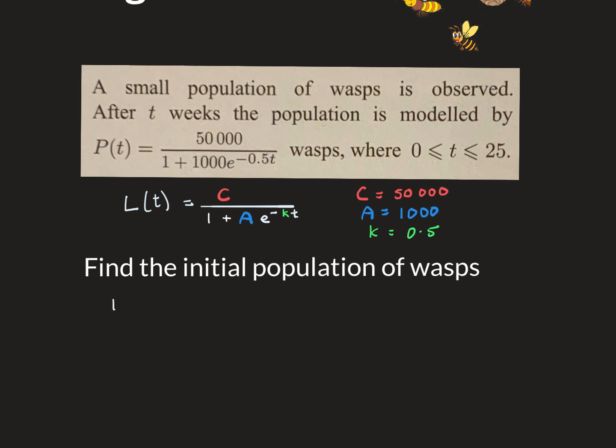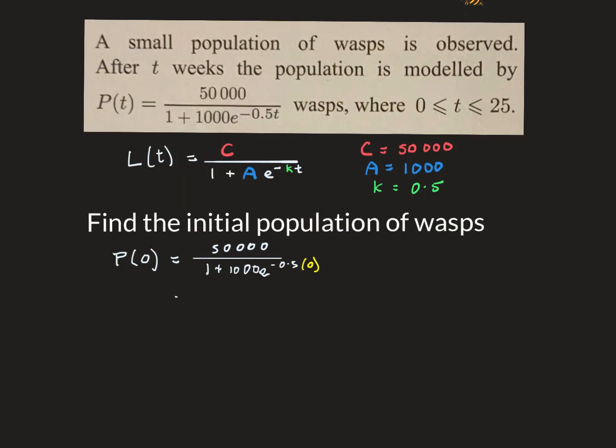And so in our equation or function, we will substitute 0, and we'll find that it's 50,000 divided by 1 plus 1,000 e to the minus 0.5, and we'll substitute 0 for the time here, and this will result in 50,000 over 1 plus 1,000, which gives us an answer of 49.95. And as these are wasps, we'll assume that that's going to be 50 wasps.